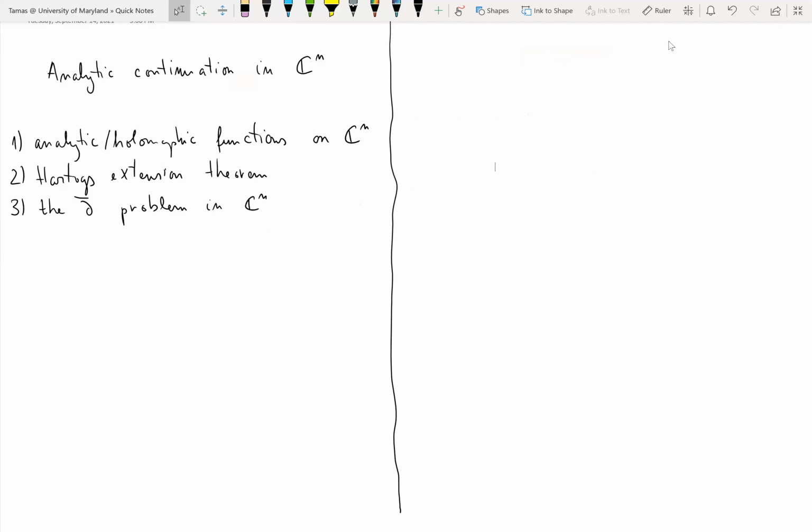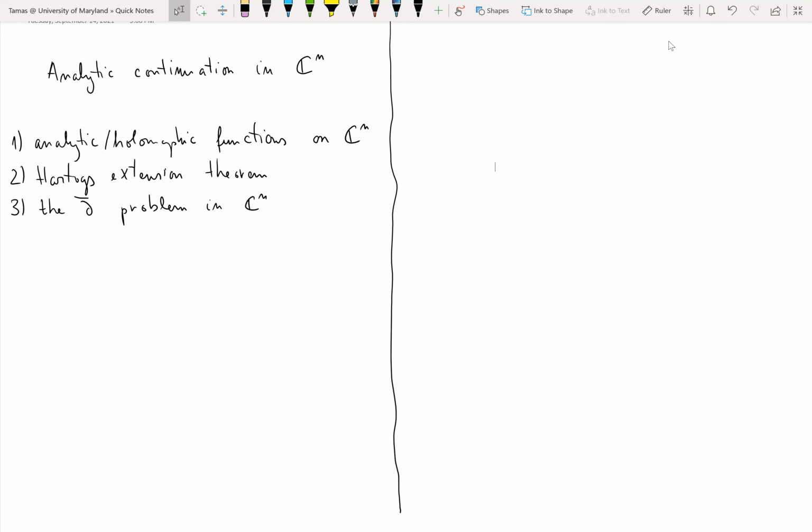So first I'll recall the definition of an analytic function on C to the n. Next, I'll state the main result of this short lecture, the Hartogs extension theorem. And then to prove the Hartogs extension theorem, I'll need to get a little bit into the Delbar problem in C to the n, which has its own interest. And then once we have some information from the Delbar problem, we'll prove the Hartogs extension theorem at the end of the lecture. All right.